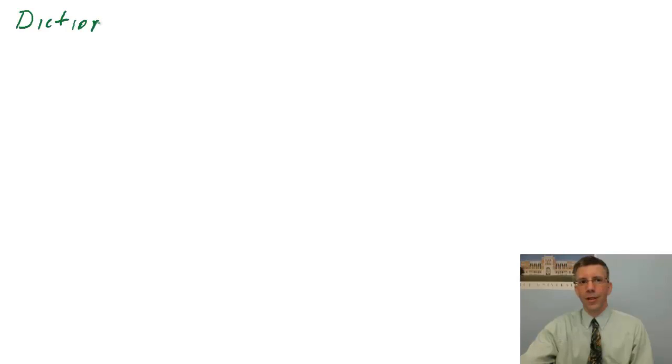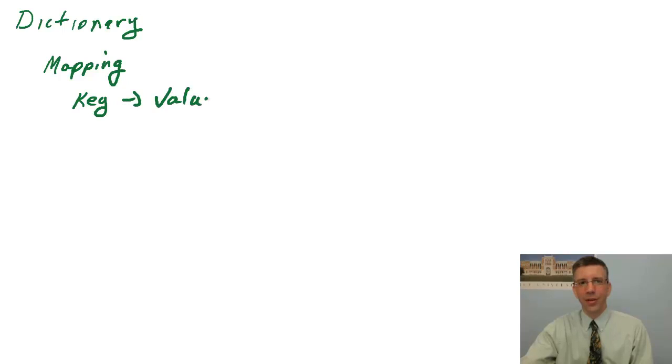What is a dictionary in Python? Is it actually a book full of words and definitions? No. It is a mapping. Okay, and this is very powerful in programming. Almost all programs need some sort of mapping where I take keys and I map them to values. And it's a one-way mapping. Each key in the dictionary is unique, and each key has exactly one value.